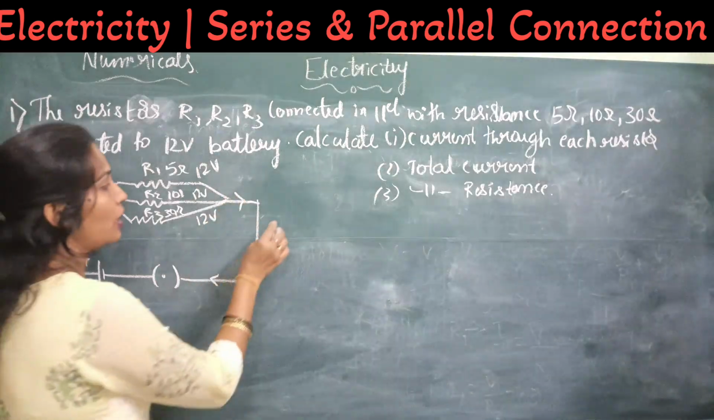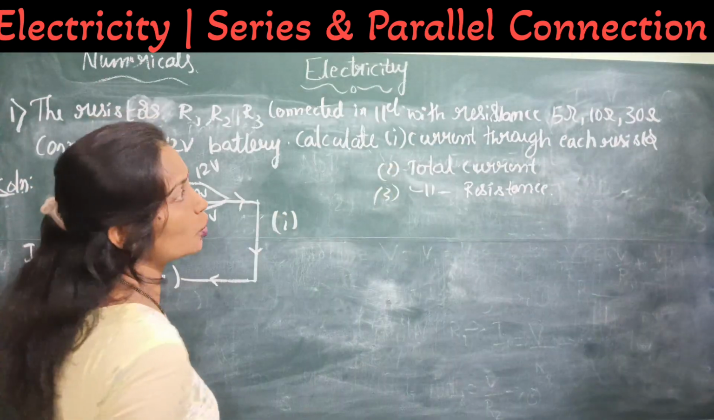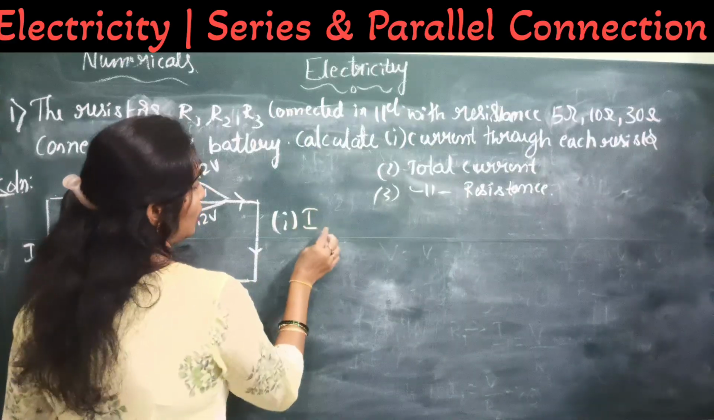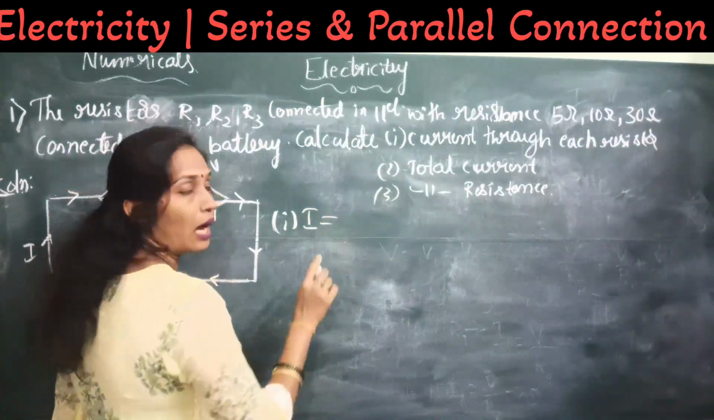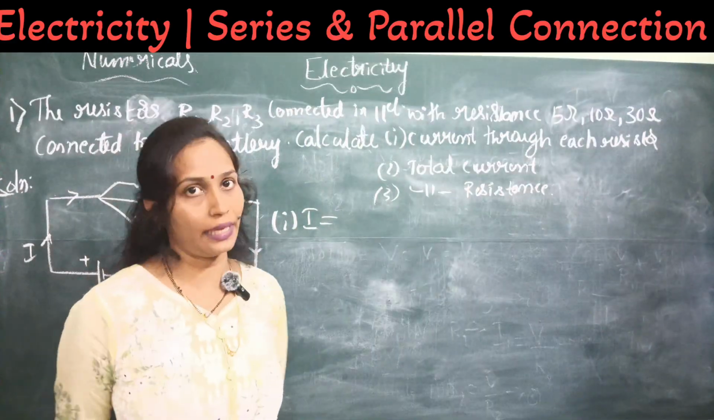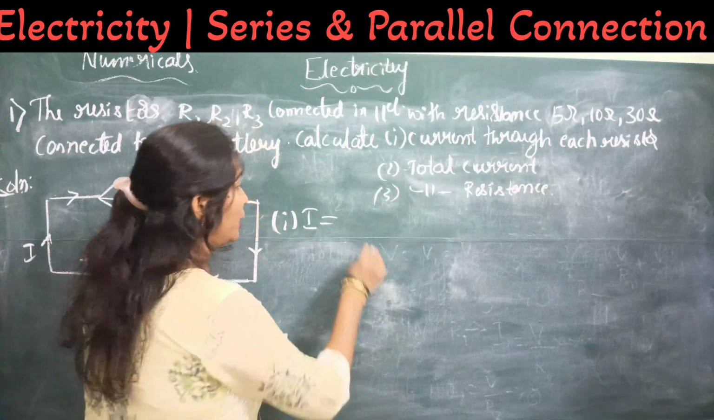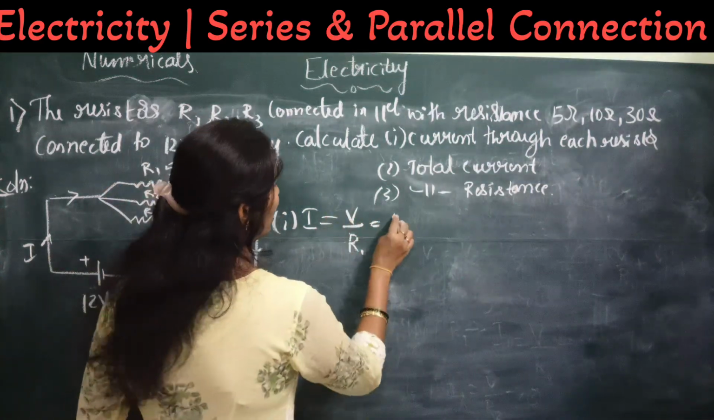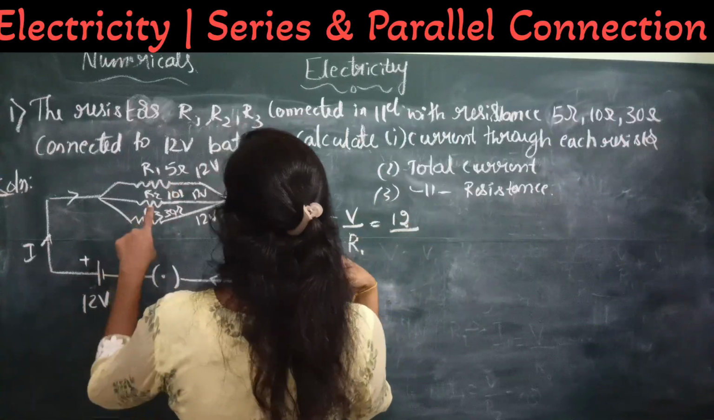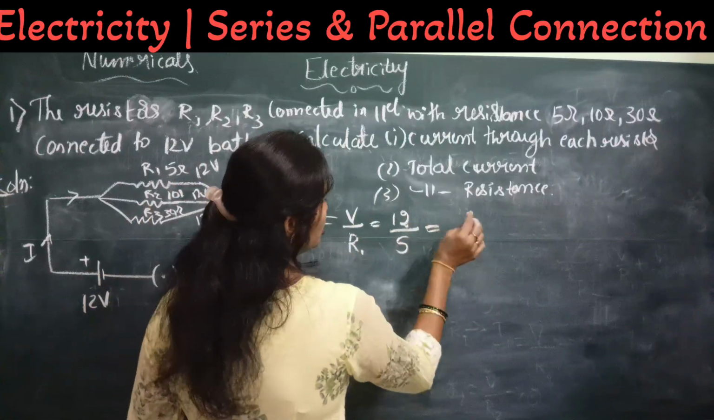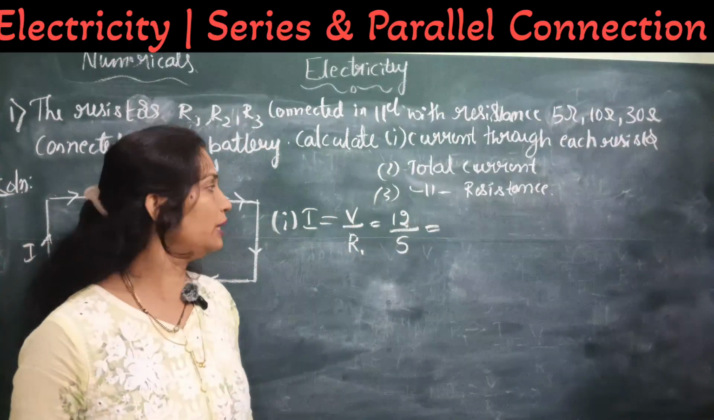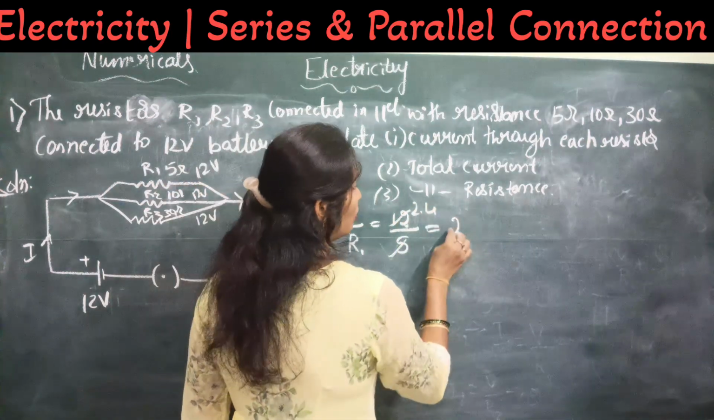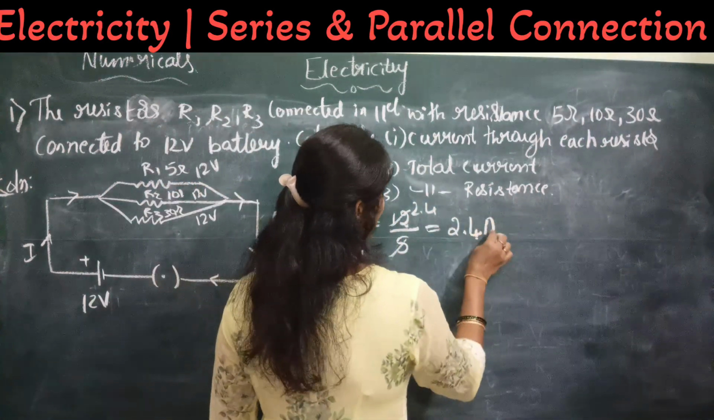Okay, let's move on to our first part: current through each resistor. V is equal to IR, so I is equal to V divided by R1. What is our V? 12, divided by R1, which is 5. How much will you get? 5 2s are 10, so 2.4 ampere.